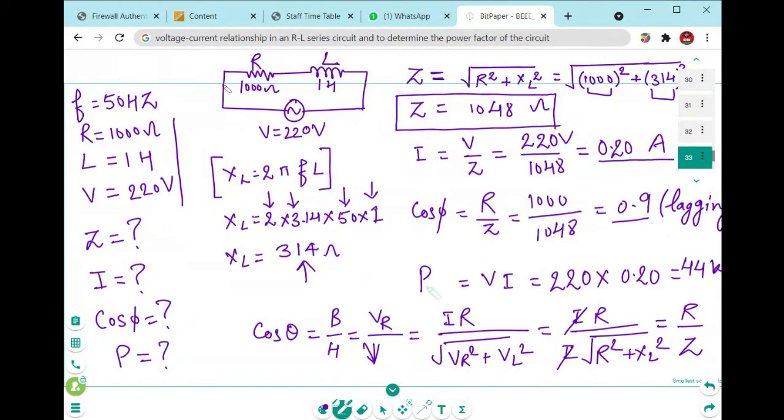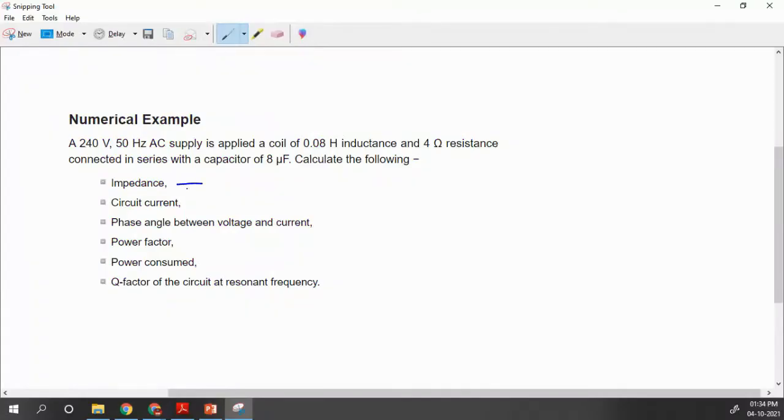After that you have to calculate the power. So what is the formula for power? Power is equal to voltage multiplied by the current. So you have the input voltage 220 volt, that should be multiplied with this current, and you will get the power is equal to, so this impedance.